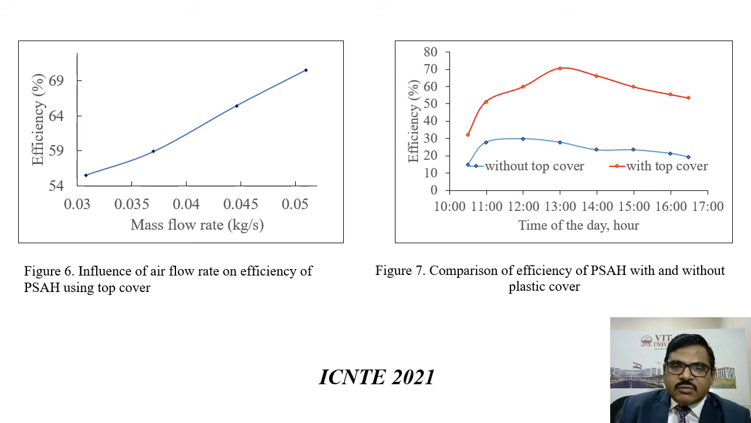You can see the maximum efficiency with the top cover is at around 1 o'clock, which is almost equal to 70%, and is quite good efficiency. And with cover the system is working very fine because the losses are minimum. The top losses are very minimum because of the outside wind on the top of the solar collector.